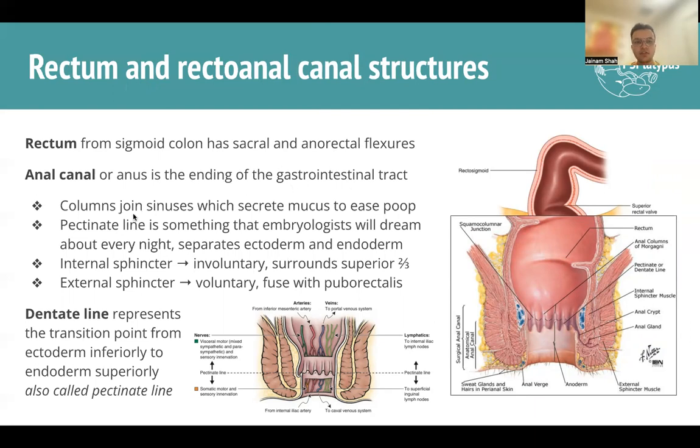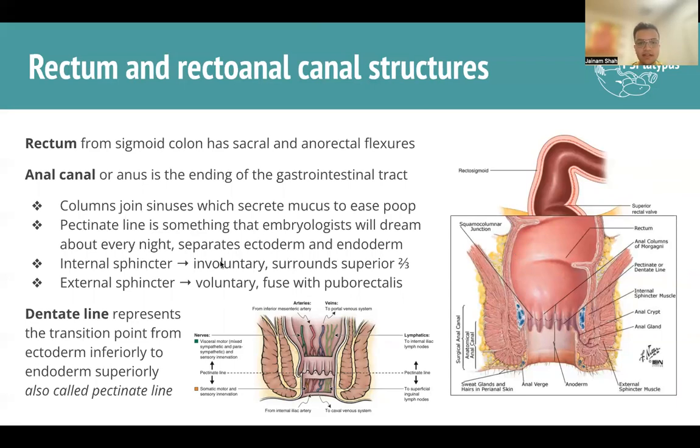It has columns which join with sinuses that secrete mucus, which eases the passage of feces through. The pectinate line is something that we would have covered in a lot of detail when we got to embryology. It's very, very important because there's probably going to be one or two questions on it, because it separates the ectoderm from the endoderm. It's also called the dentate line in some textbooks. And remember that the ectoderm is inferior, so it's the outside, and the endoderm is superior on the inside.